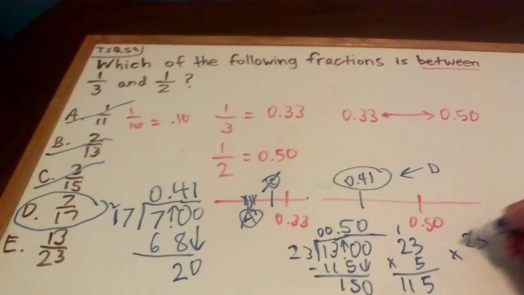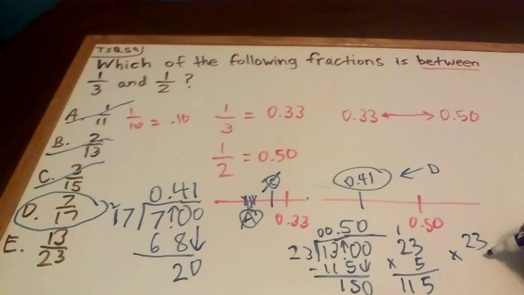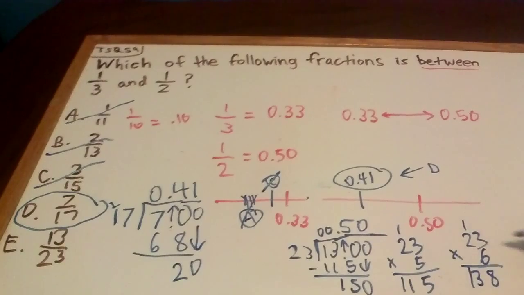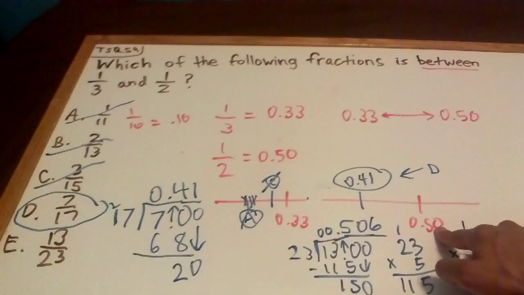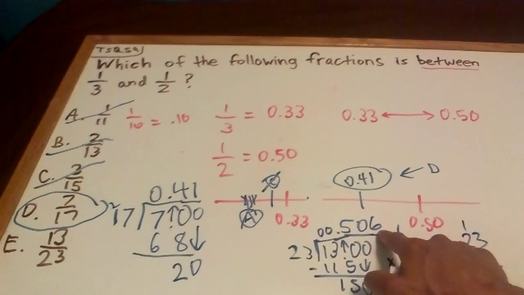Wow. Let's say 6. 6 times 3 is 18. 6 times 2 is 12. Plus that one, 138. Yeah, that was a good guess. But look, it's close, right? It's so close. But it's over it because it's 0.506.